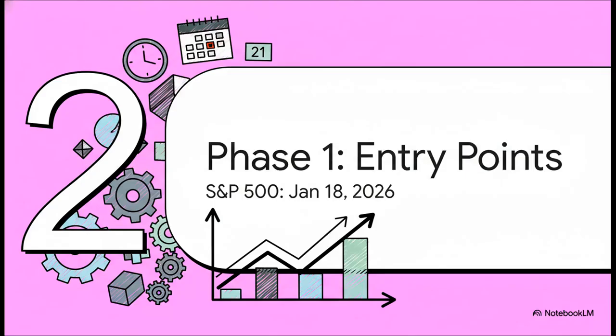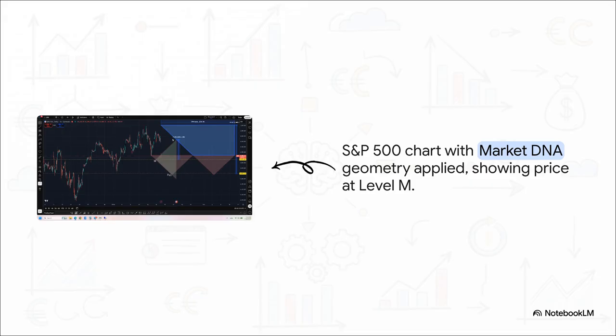Okay, let's get into our case study, the S&P 500 Index. According to the system's documentation, as of January 18, 2026, the market is in what's defined as Phase 1. And Phase 1 is all about entry points. Take a look at this. Here you can see the method's geometric structure laid right over the S&P 500 chart. The most important thing to see here is that the price has just arrived at the first key level defined by the system. You can see it labeled right there as M.